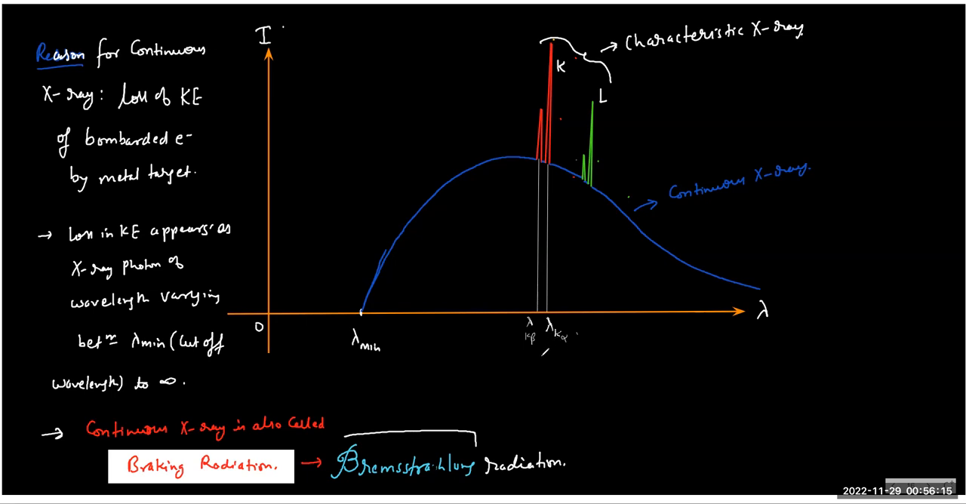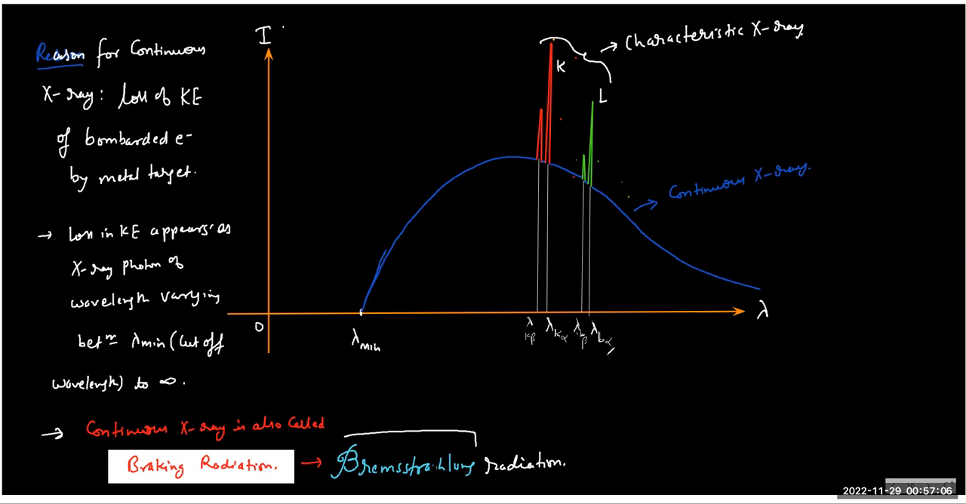In the green graph, what is happening? The electron which is getting knocked out is from where? Which shell? L shell. The symbol will be lambda L. Tell me which one is alpha, which one is beta. The right one is alpha. And the next one is beta. For the same reason.